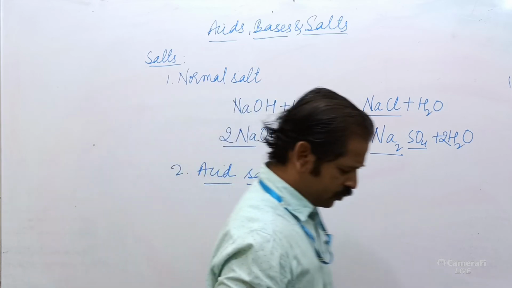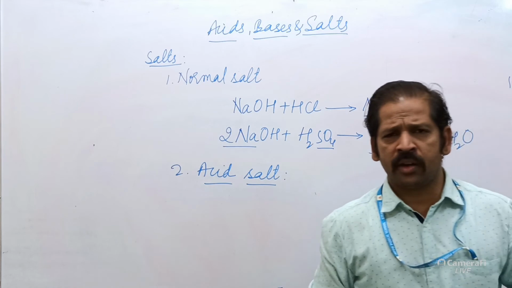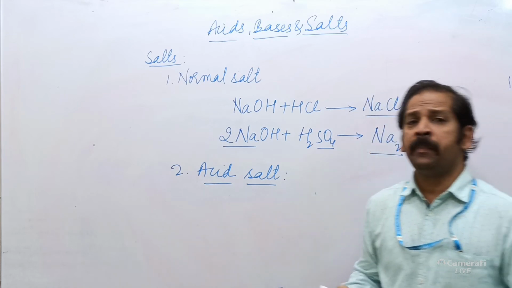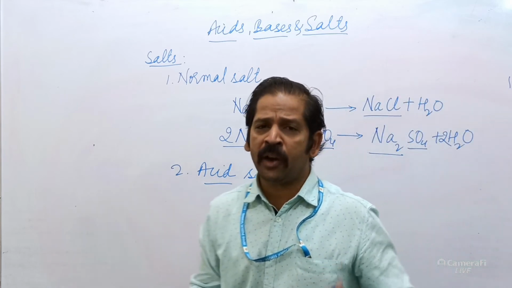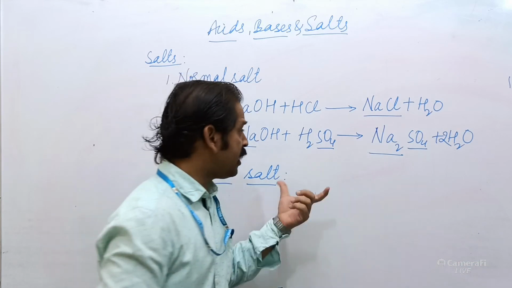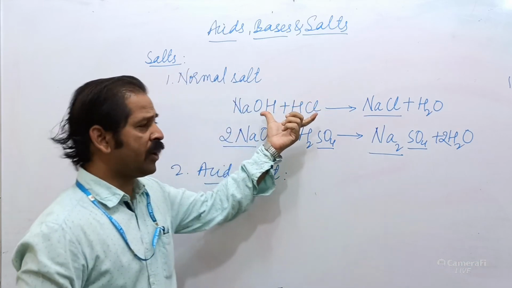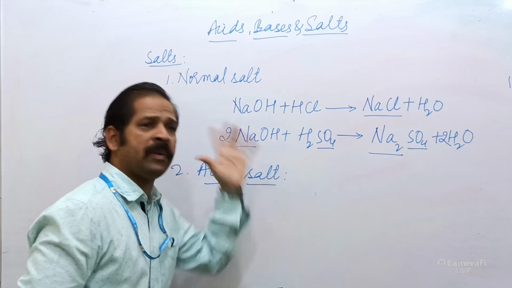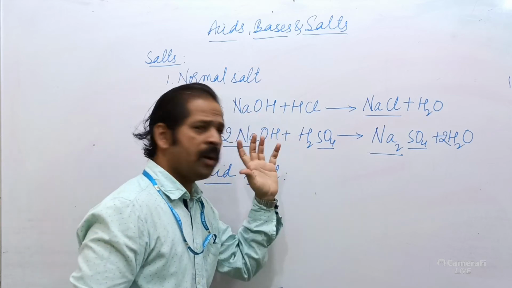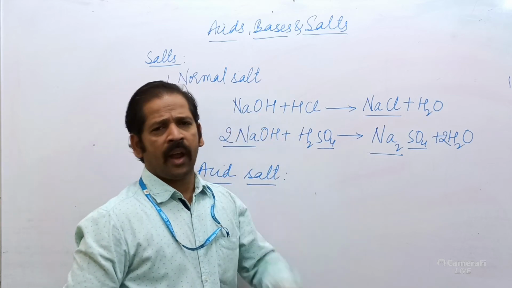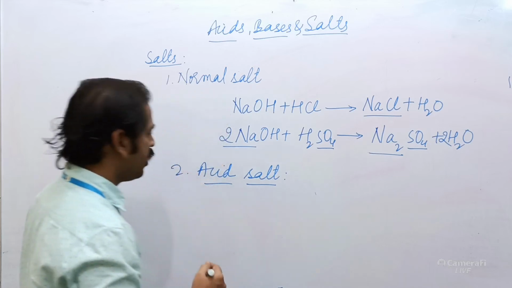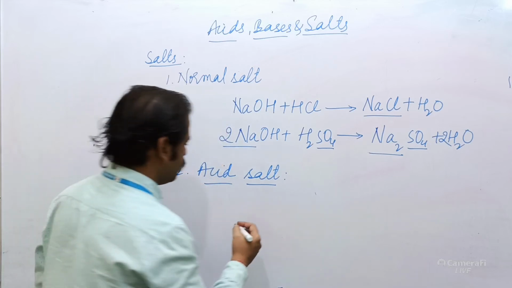Actually, what happens in the acidic salt? In this acidic salt, there will be a partial replacement of hydrogen. Here it will be a partial replacement of hydrogen ion, whereas in the normal salt total replacement of hydrogen was there. Example will be sulfuric acid.